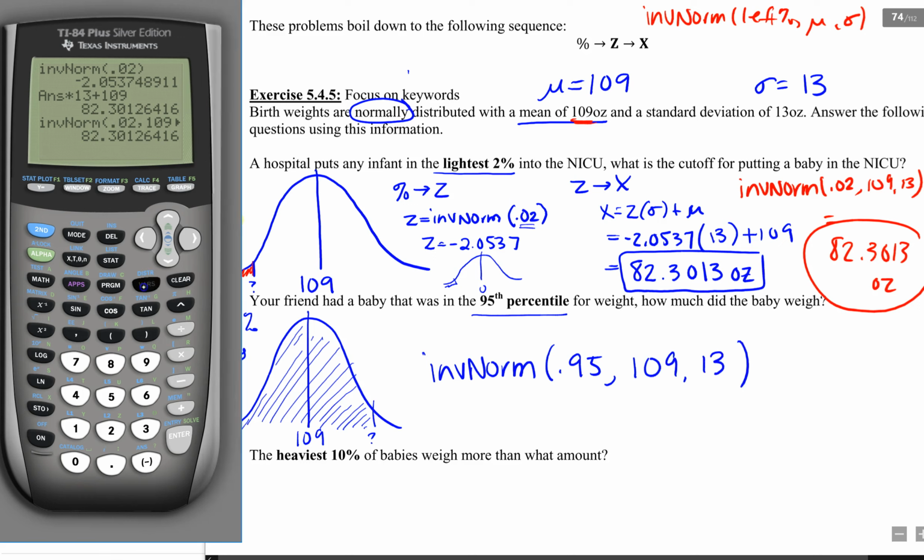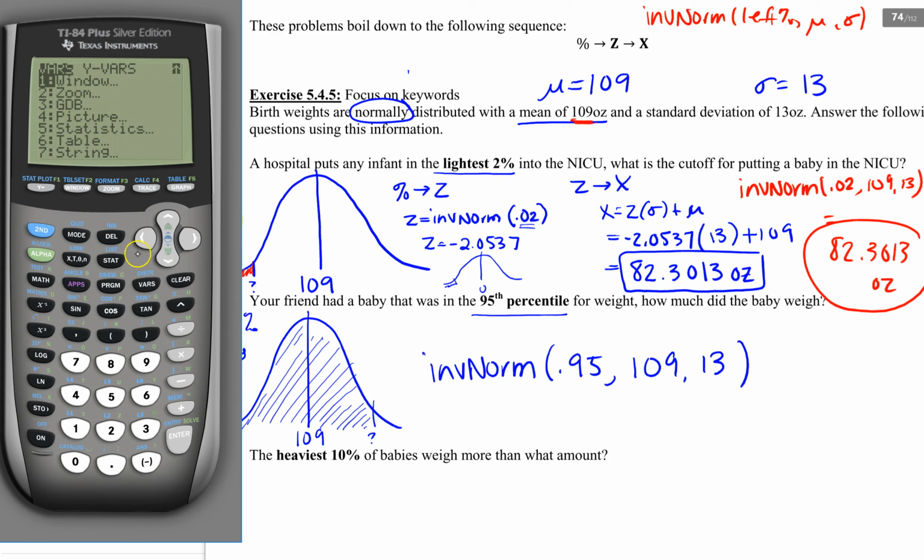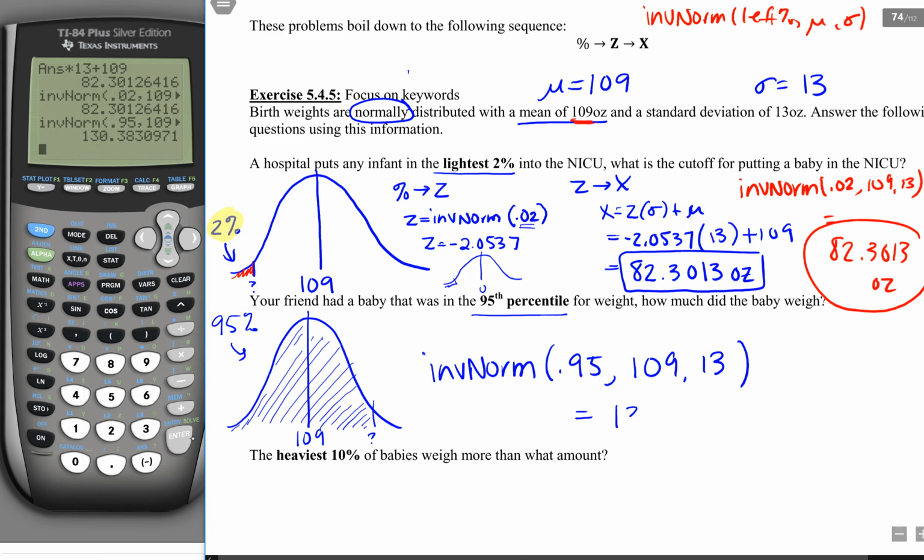Didn't have to do anything clever to think about, with our work here. You have to put it in as a decimal, 109 and 13. So we end up with 130.3831 ounces. So these are the only two that you have to watch.